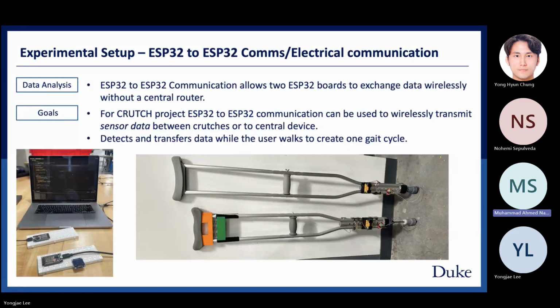ESP32 to ESP32 communication was very important for our crutch project. The ESP32 to ESP32 communication allows two ESP32 boards to exchange data wirelessly using protocols like ESP-NOW or Wi-Fi, enabling them to communicate directly without a central router. In the crutch project, ESP32 to ESP32 can be used for wireless transmission of sensor data like accelerometer readings or load cells. This enables real-time monitoring of the user's movement and health data, improving the system efficiency and responsiveness.